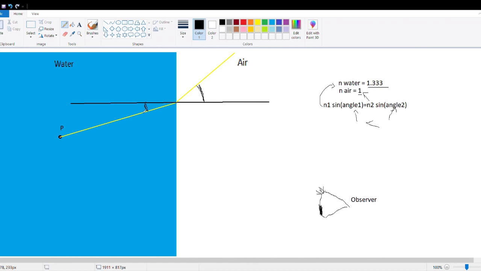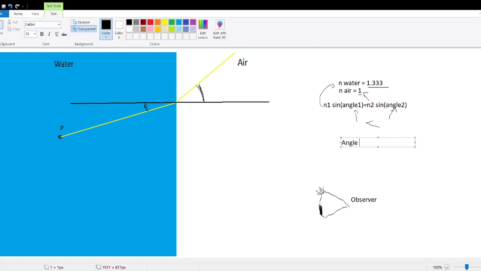Now, let's make an example. Let's say angle 1 was equal to 30 degrees. Then, through Snell's law, we can find that angle 2 equals the sine to the power of minus 1 of n1 times sine of angle 1, divided by n2.